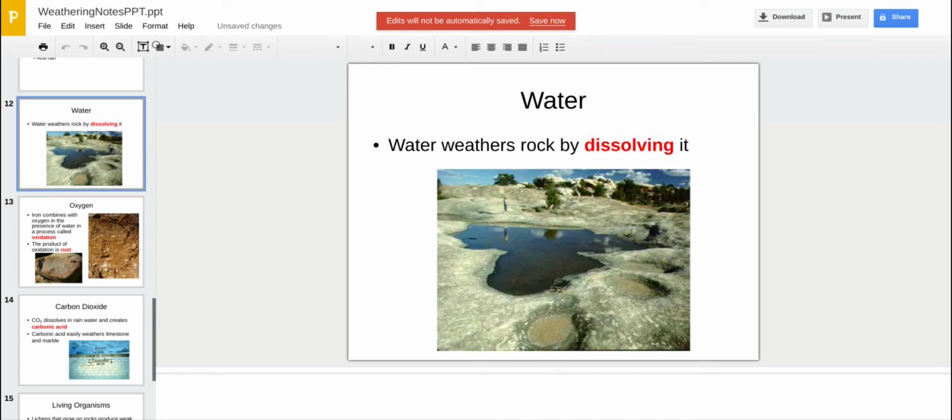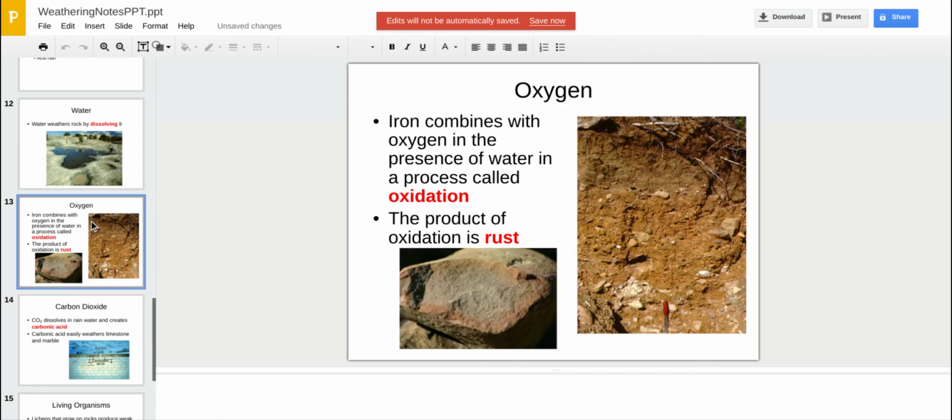Water. Water weathers rock by dissolving it. Dissolving means that it breaks it away into nothing. Oxygen. Iron combines with the oxygen in the presence of water in a process called oxidation. The product of oxidation is rust. If you've ever seen a piece of metal that was left outside, you probably saw it get red and flaky. That is rust.